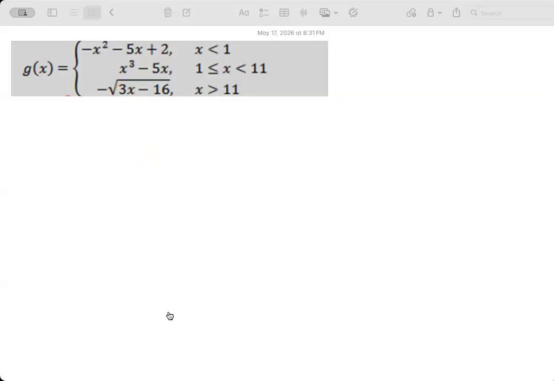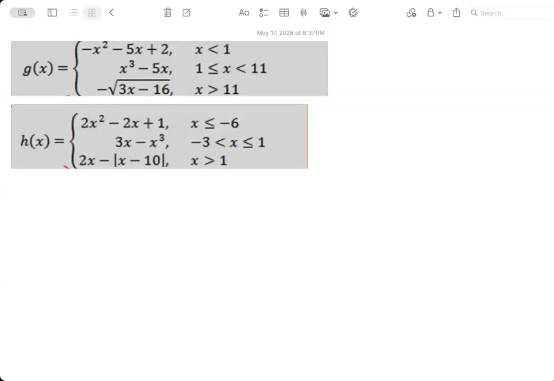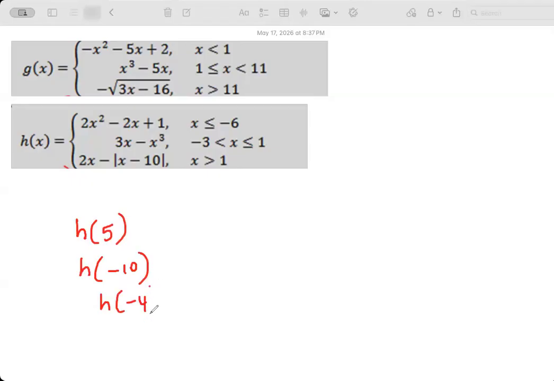Okay, now let's go ahead with another. You're going to try this one, guys. I'm going to give another function. I'll tell you what I want, and you can tell me one by one. I want h of 5, h of minus 10 and h of minus 4. Please, 3 questions.